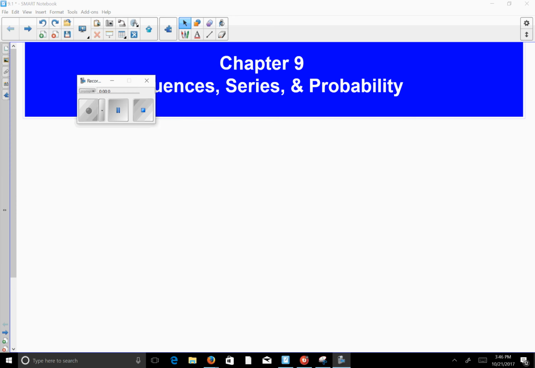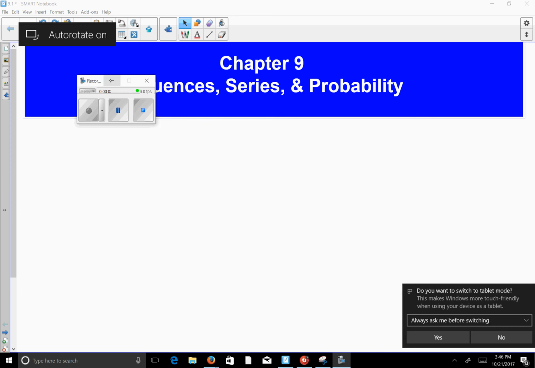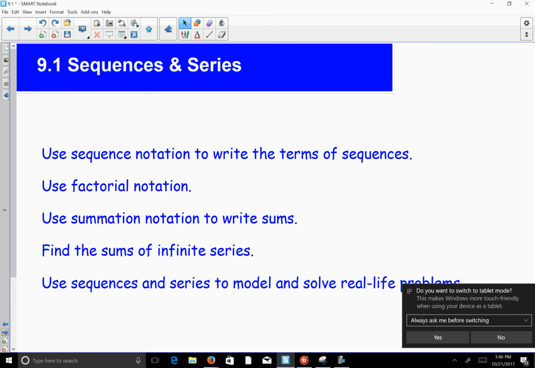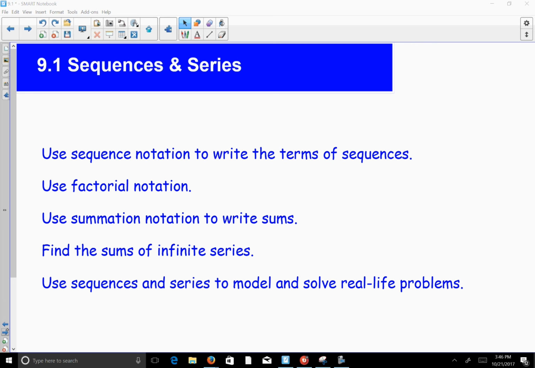Hello, today we're going to start Chapter 9, Sequences, Series, and Probability. And we're going to start first by telling you what a sequence is. We're going to use sequence notation to write the terms of a sequence, use factorial notation, use summation notation to write sums, find the sums of infinite series, and then use sequences and series to model and solve real-life problems.